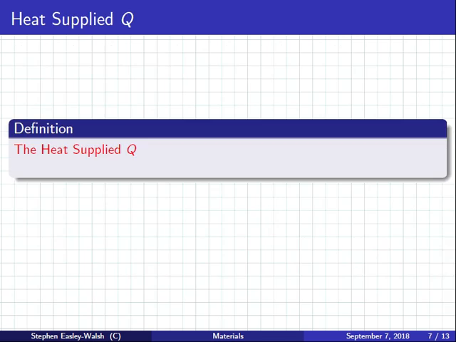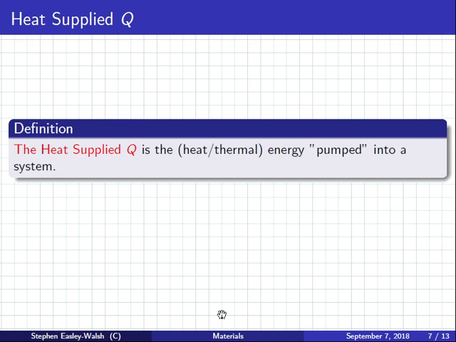The heat supplied, called Q, this is how much energy you pump into the system. So what I mean is, here's my coffee, and imagine I put some heat under it to make it warmer. Yeah? I call this heat supplied Q. So the heat I put into it, I call that Q. Do you understand? Yeah, so heat supplied Q is the energy.